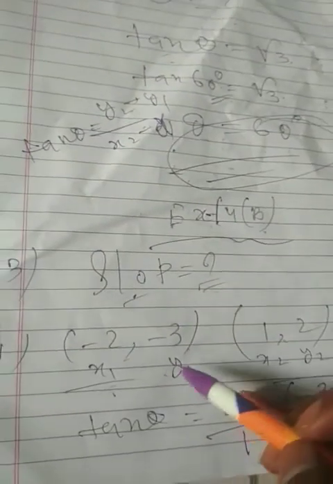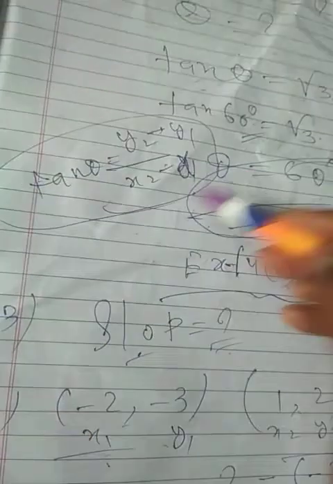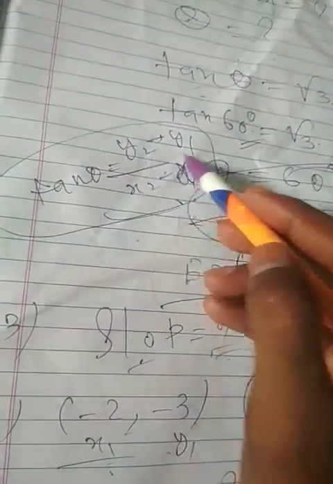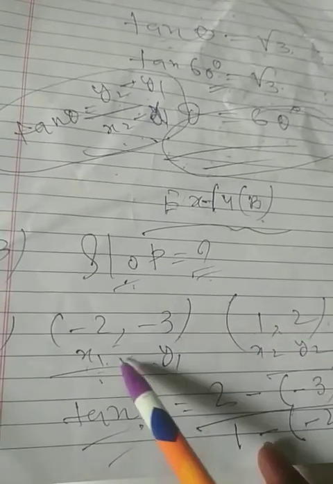Next, we know that there is one more formula. Tan theta, the slope, equals (y2 minus y1) by (x2 minus x1). I already explained that in the previous class. In math number 3, you have to calculate the slope when two points are given: minus 2 comma minus 3 and 1 comma 2. It is assumed that this is x1, y1, and this is x2, y2.